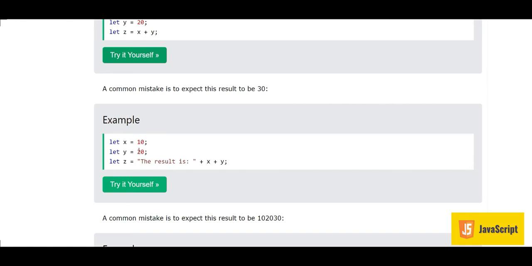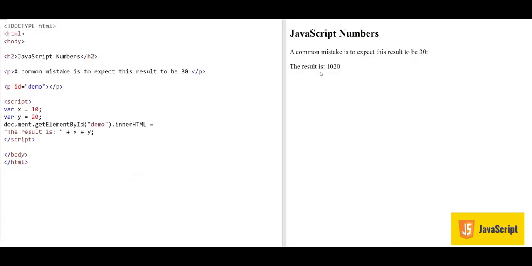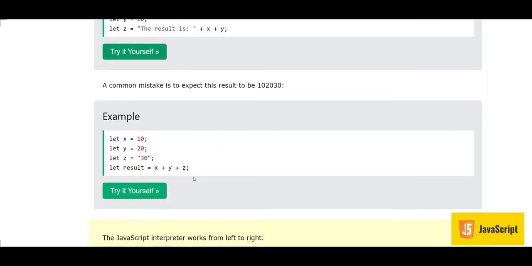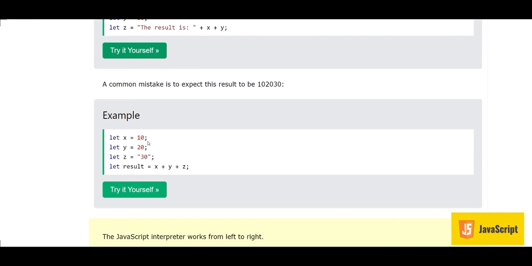Here we have 10 plus 20, and z is a text, then we have a concatenation symbol, and then we are adding x plus 20, but the result is 1020. Why is it happening like this? We will see shortly. The common mistake is to expect this result to be 10 20 30.